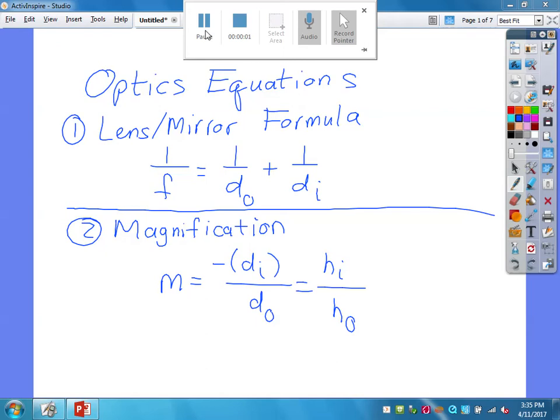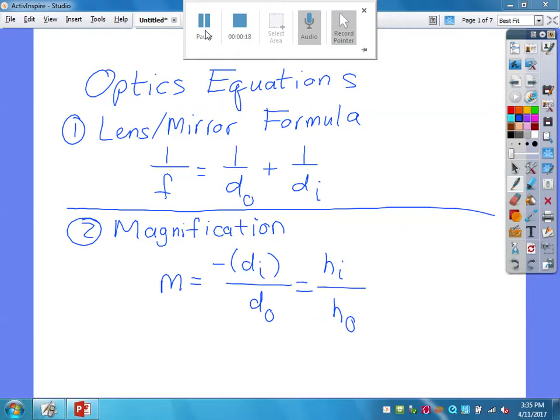Hi, it's Mr. Yeager, continuing with the optics unit. Now that we have practiced, we've gone through all of the mirror drawings and shown how we can describe the images based on the drawings. Now we got to go back and look at how we can describe the images based on the equations.